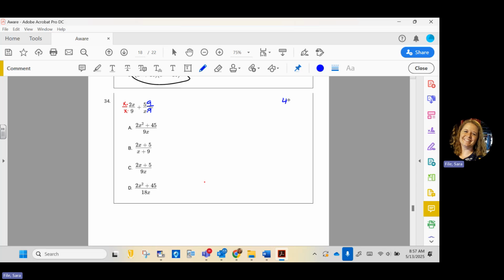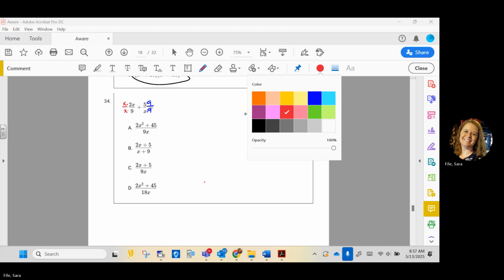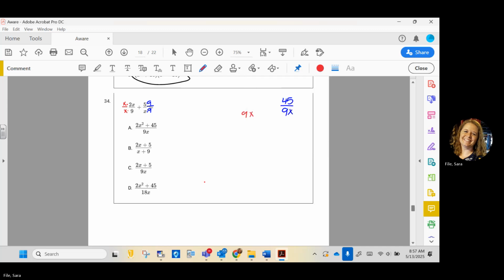So that's going to be 45 over 9x and 2x squared over 9x. And then we are adding these together. Now that you have a common denominator, you can add. So it's 2x squared plus 45, and you keep your common denominator. When you're adding and subtracting rationals, you get a common denominator and then add or subtract those numerators. So that is this one here.